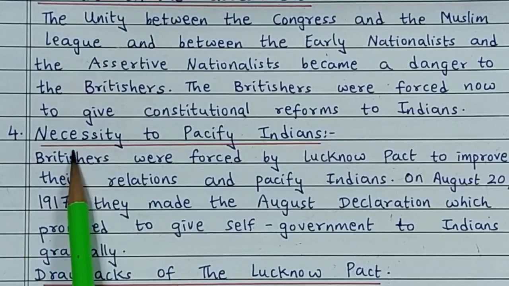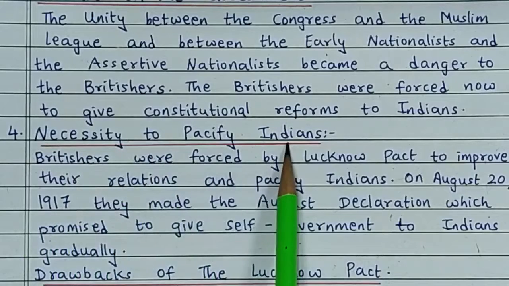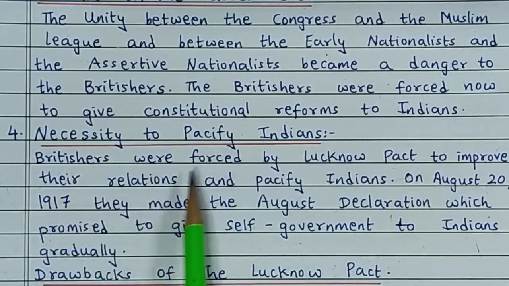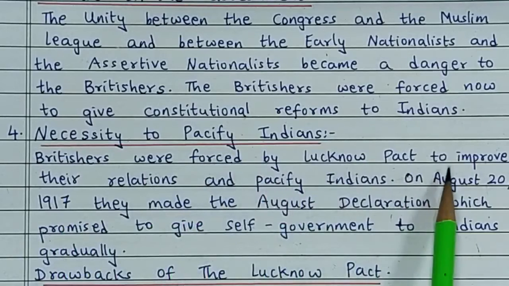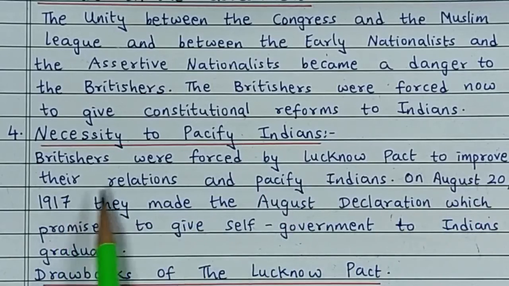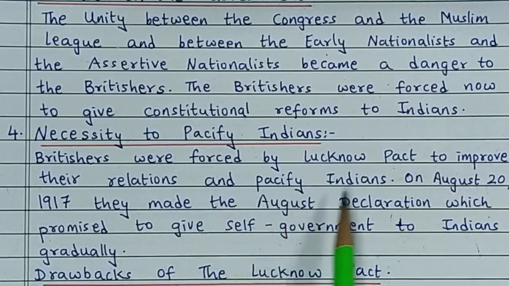Fourth, necessity to pacify Indians. Britishers were forced by the Lucknow Pact to improve their relations and pacify Indians. On August 20th, 1917, they made the August Declaration, which promised to give self-government to Indians gradually.